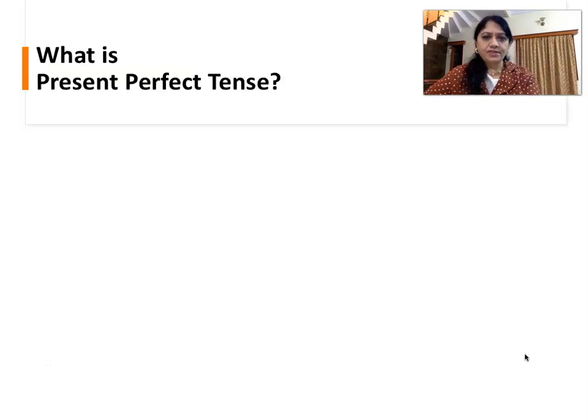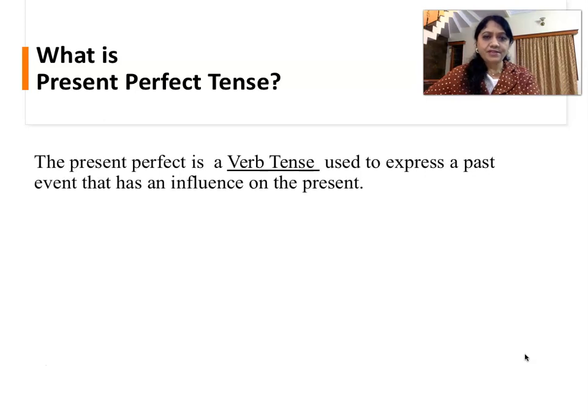What is present perfect tense? The present perfect is a verb tense used to express a past event that has an influence on the present. And why is it important? Well, it gives us a variety and choice in speech. It enriches our language and it creates an element of reality of the time factor.